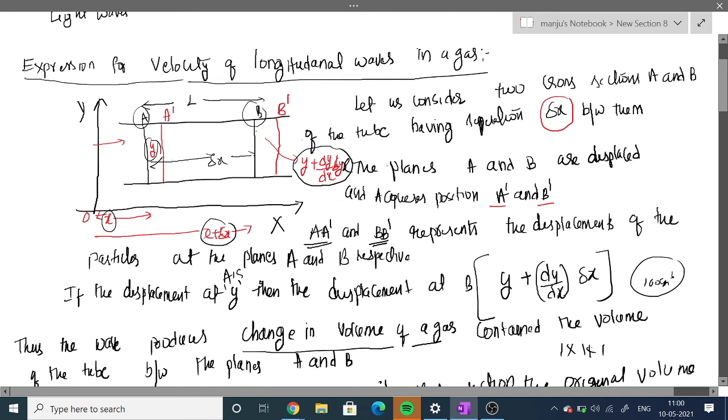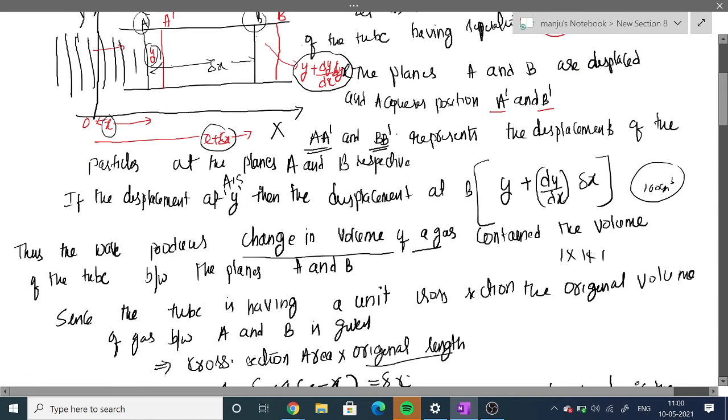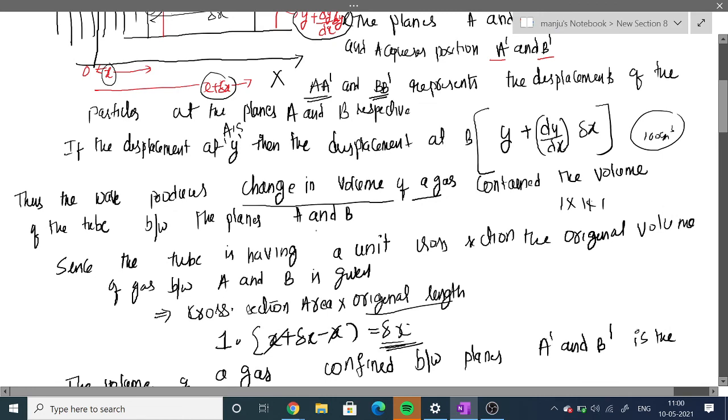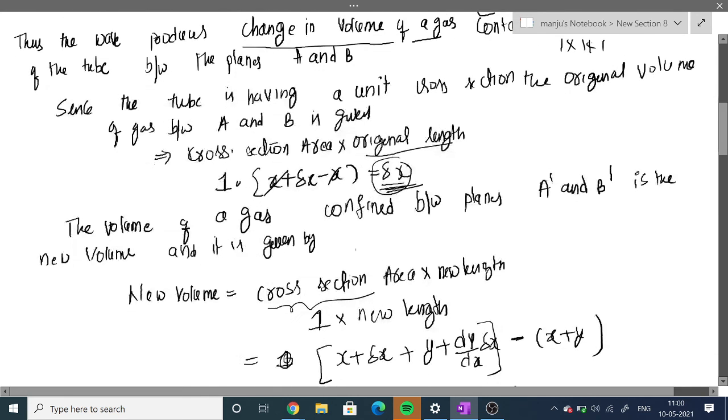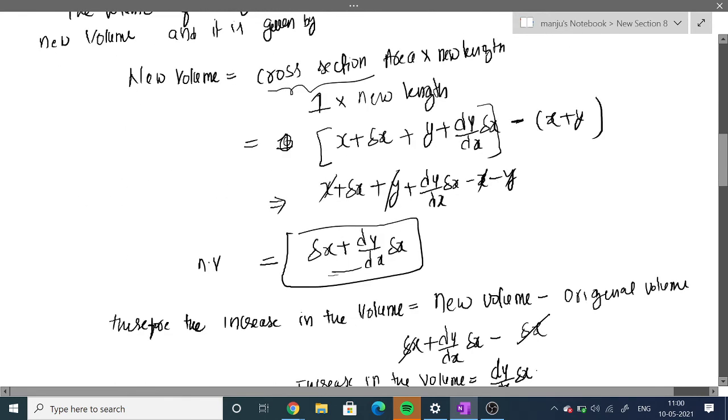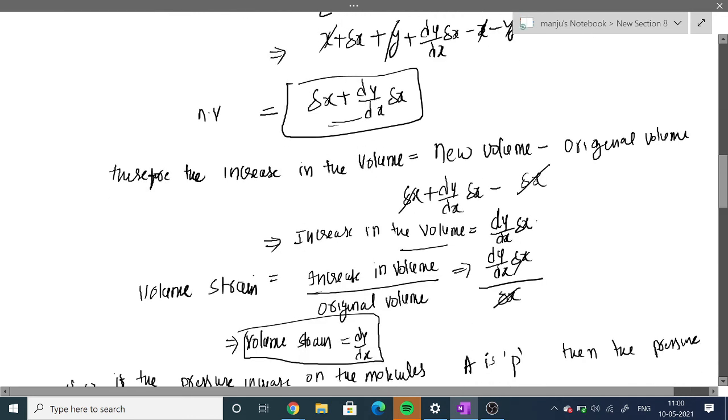When the wave passes, the planes A and B are displaced. Because sound comes in the form of rarefaction and compression, the waves displace positions A and B to A dash and B dash. We found the original volume, delta x, and the new volume, delta x plus dy by dx into delta x. So the increase in the volume is dy by dx into delta x.